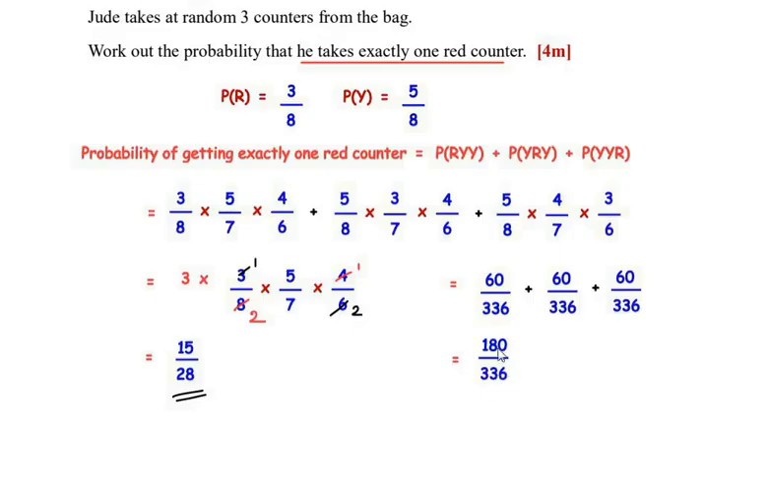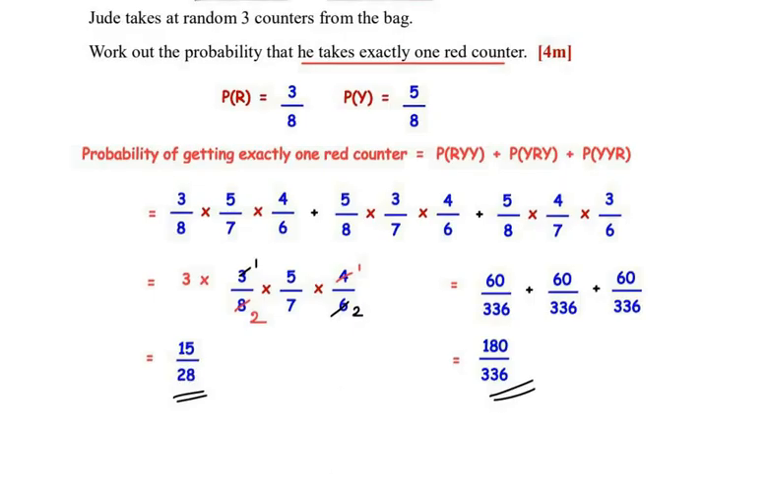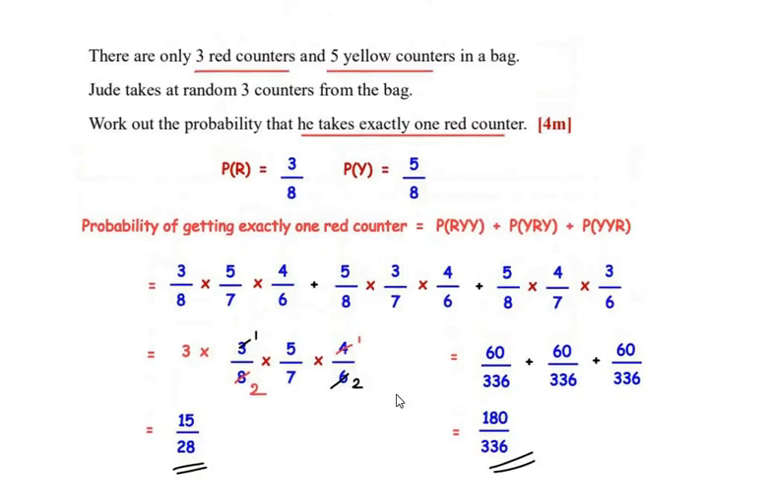So if you simplify this fraction, you get it as 15 over 28, and you can also keep the answer as 180 over 336. So either you can use this method and write the answer as 180 over 336, or use this method and get the answer as 15 over 28. Both are acceptable answers. I hope you have understood all the steps and liked the video.